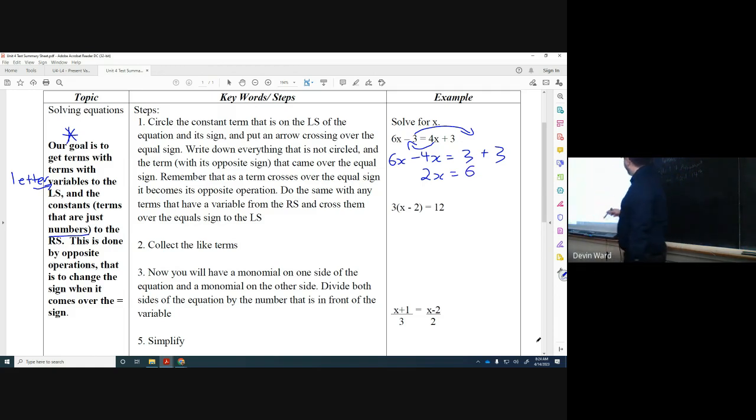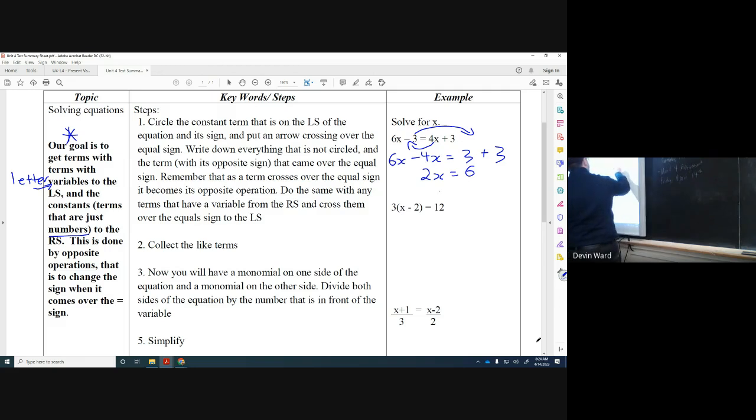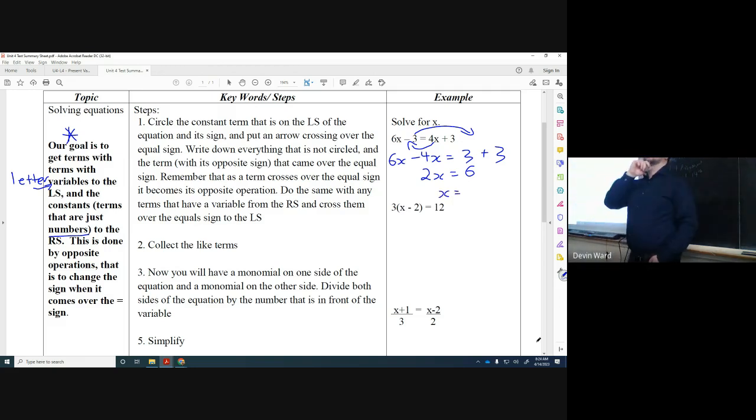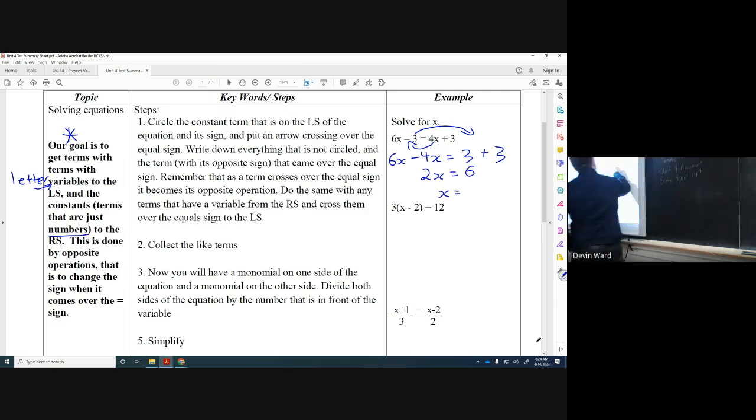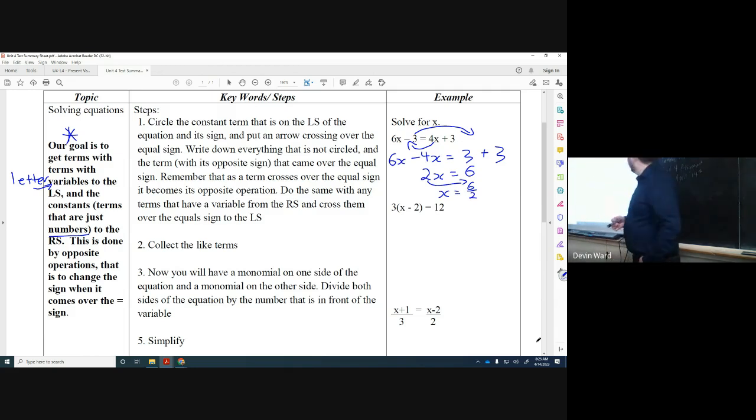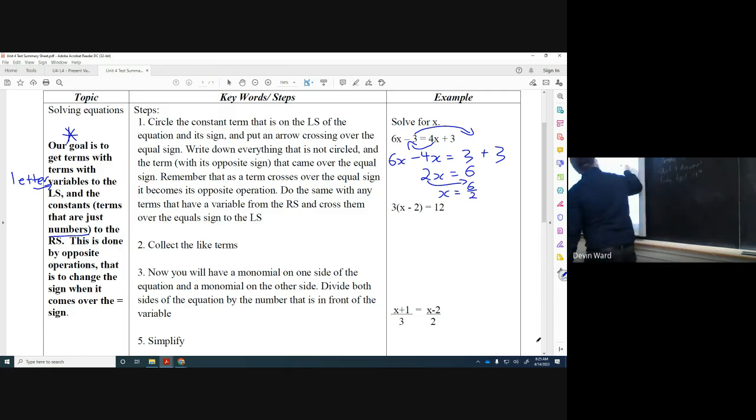Perfect. Now my last step, I need x all by itself. And how do I do that, Robbie? By moving over the 2. Perfect. I move over the 2, and it becomes division. Just running out of space. Let's do it over here. So x equals 6 over 2, which means that x equals 3.